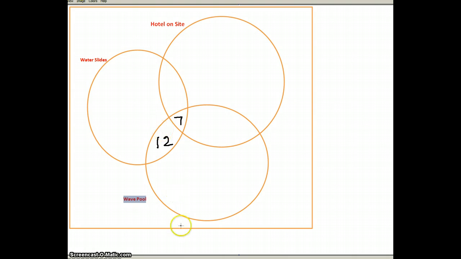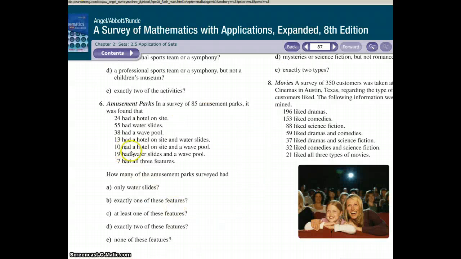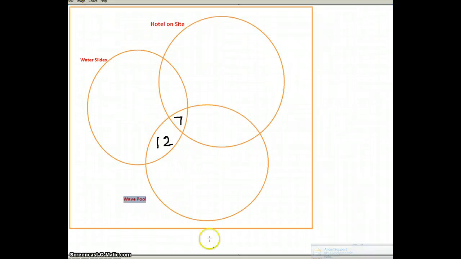Now let's move on with the exercise. Let's go to the next one. We have 10 had hotel on site and a wave pool. So the whole thing is 10. We already used 7, so we will be left with 3.